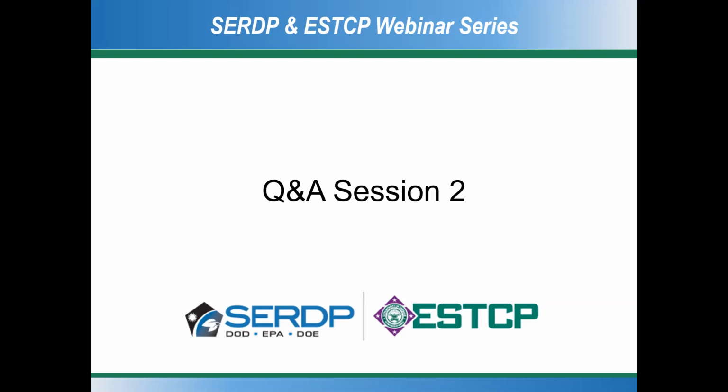The firefighting foam industry is a relatively small one. Are there bigger industries with similar issues that we can learn from as far as technology development and technology deployment?